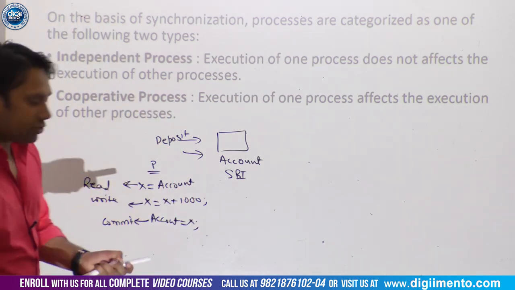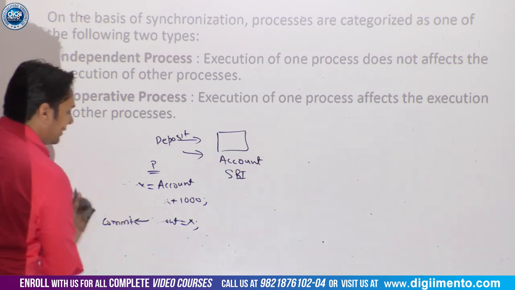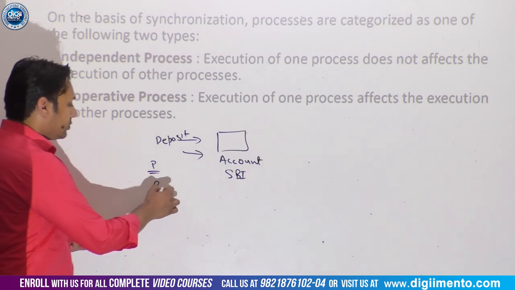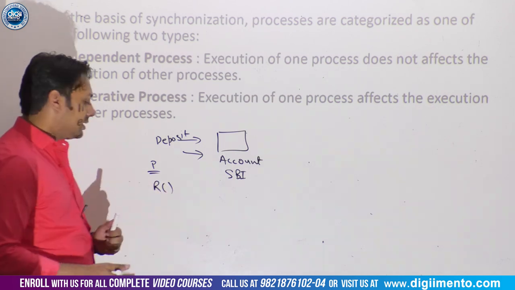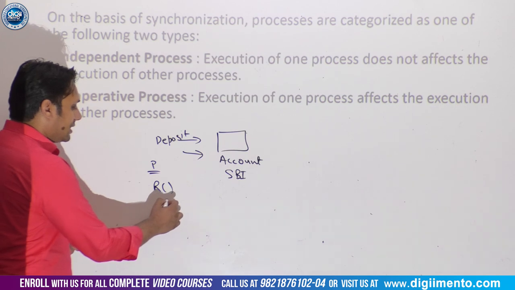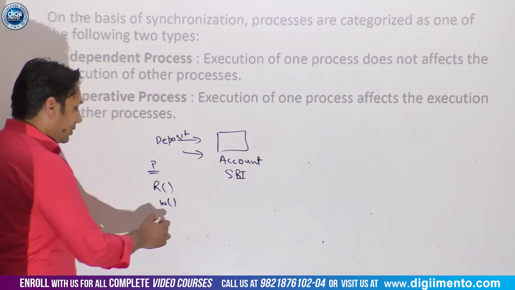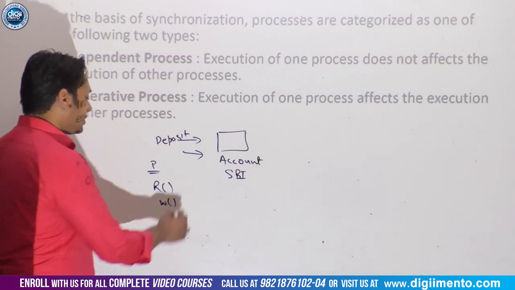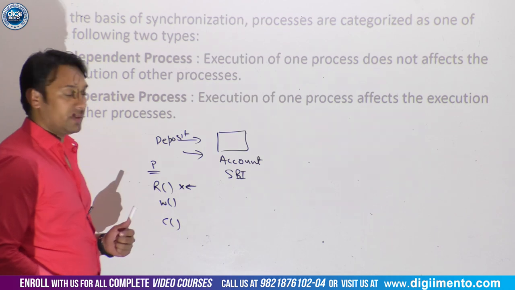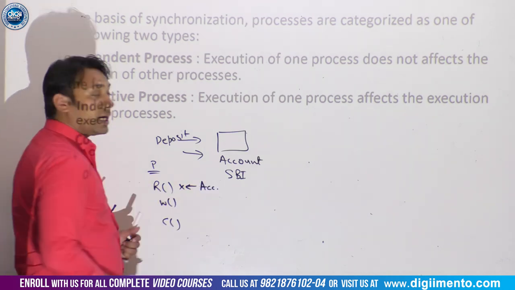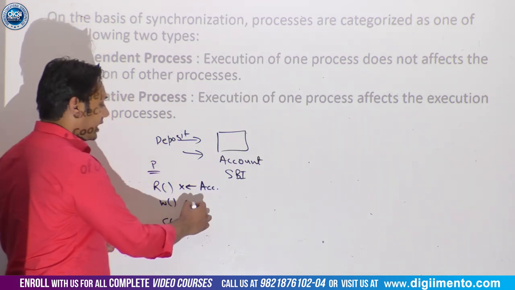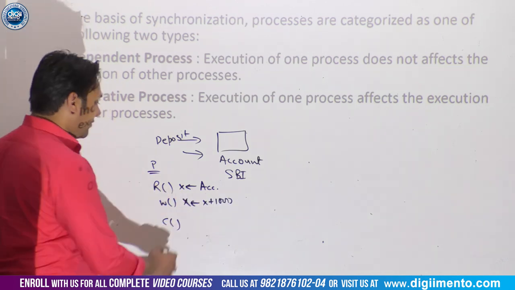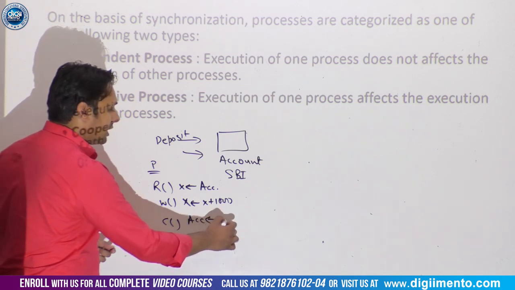Okay, so let us assume I represent these three operations just like three functions. So I represent it like this. First of all, you are going to read the balance in this account. Secondly, you are going to write something in this account. And third, you are going to commit something in this account. Read means you are going to read the value, which you are going to store in the variable X. Write means you are going to add some money, so you do X is equal to X plus 1000. And commit means whatever the value of X is, you are going to store that value into this account.